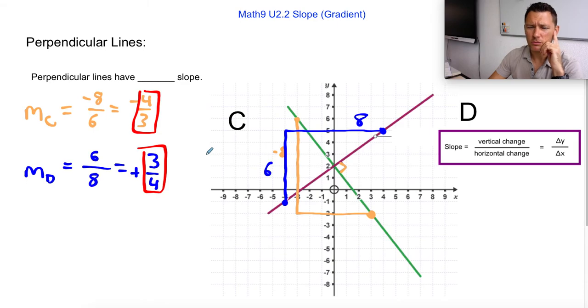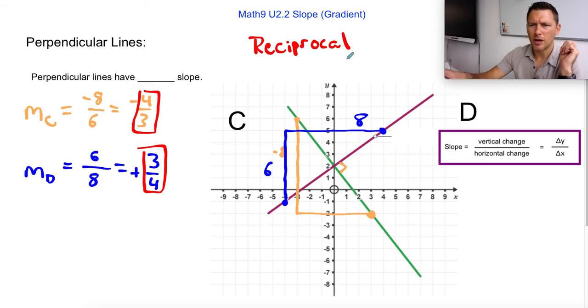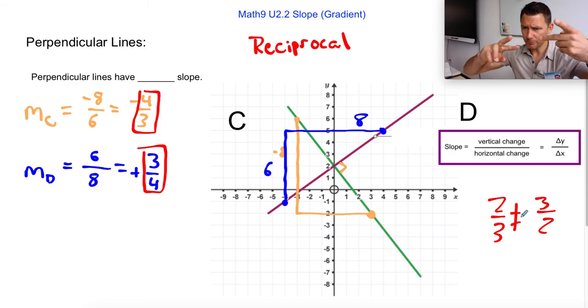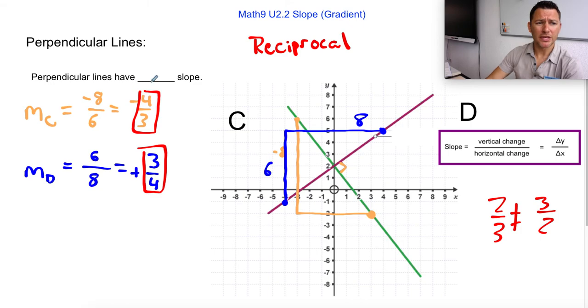flipped over. Yeah? That's called reciprocal. Sorry, it's slow. I'm drawing with the mouse. That's called reciprocal. The reciprocal of 2/3 is 3 halves. It's not equal. They're reciprocals, right? They're just flipped over. So, yeah, perpendicular lines have reciprocal slope.